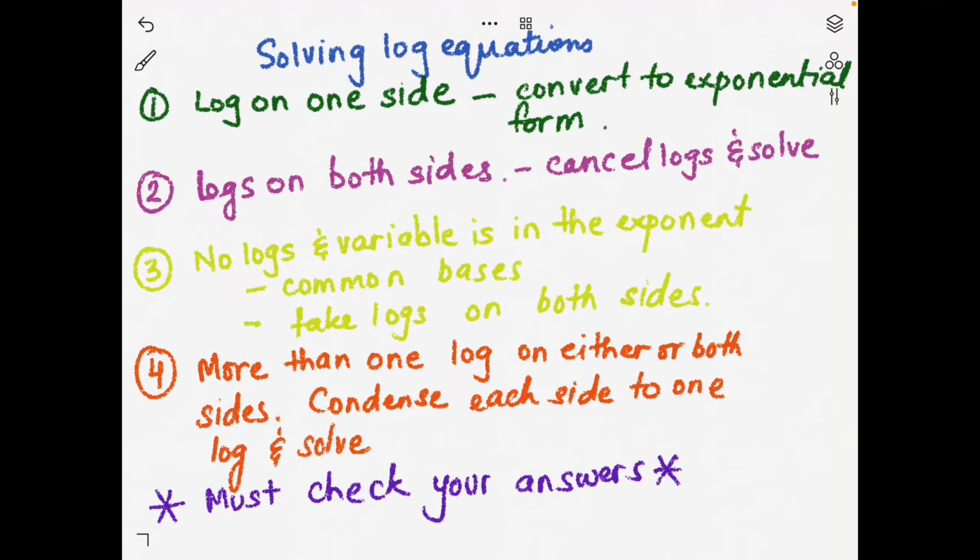Number 3, no logs and the variable is in the exponent. Whenever your variable is in the exponent, it is an equation like, I'll just give you an example, 2 to the x equals 5. If you can make the bases the same, you would make the bases the same, but if you cannot, then you end up taking logs on both sides and solving. Number 4, more than one log on either side or both sides. In this scenario, you will condense each side to 1 log and solve. Always check your answers, and no matter what kind of answers you get, always put them back into the original equation and check and look for those extraneous roots.